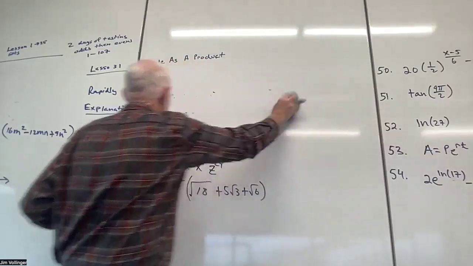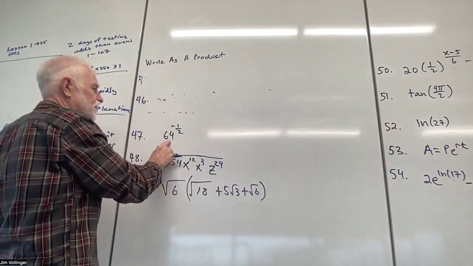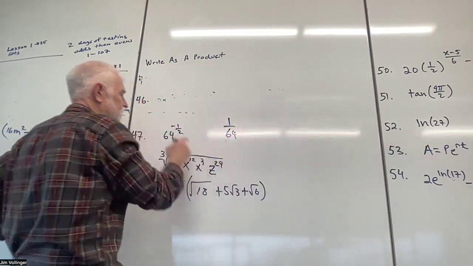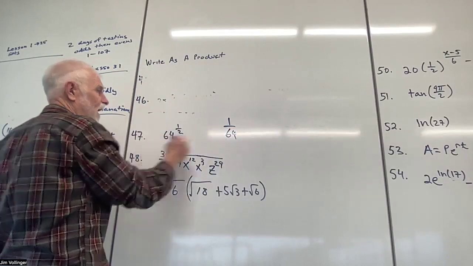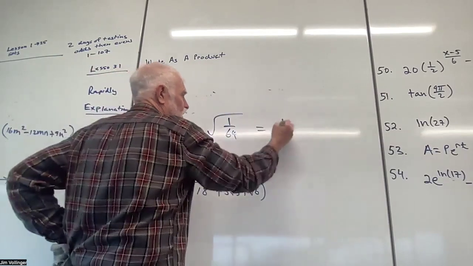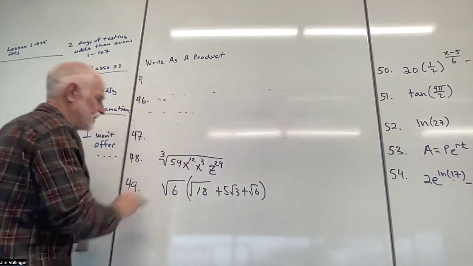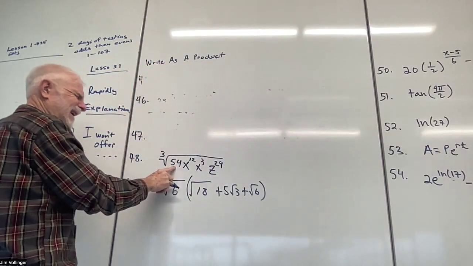Let's hope not. All right, so I'm going to take the square root of 64 and flip it. So in essence, I have 1 over 64. That takes care of the minus sign. 1/2 means square root, and that's 1/8. And that's done.